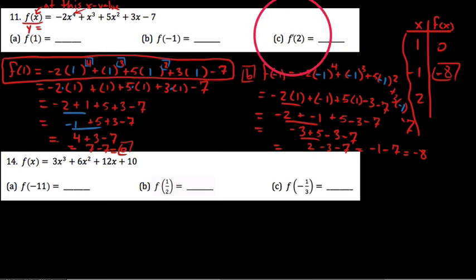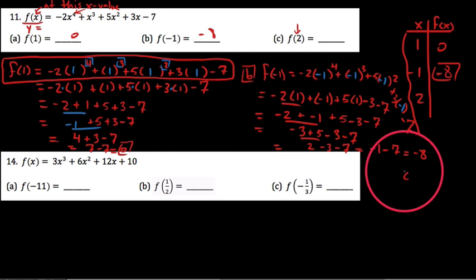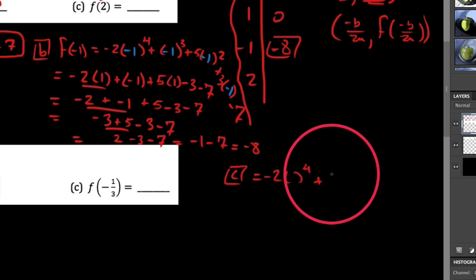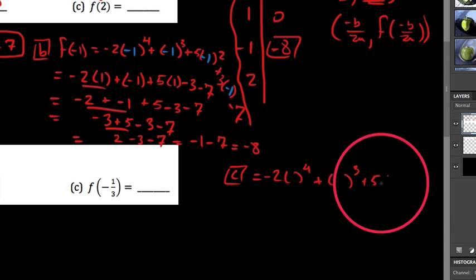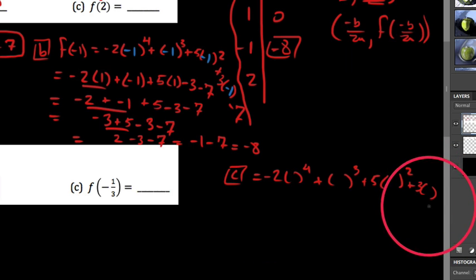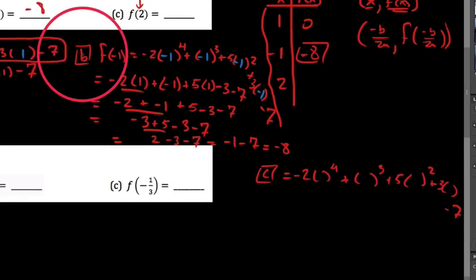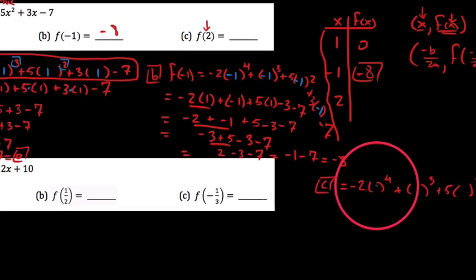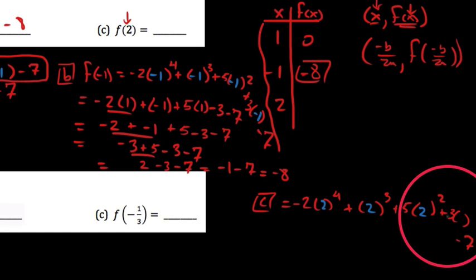Now, let me write these in. 0, negative 8. Let's find our y value when x equals 2. Again, I actually want to see negative 2 times blank to the 4th plus blank to the 3rd plus 5 blank to the 2nd plus 3 times x minus 7 here. I want to see you take out all the x's and put in blanks, and then I want to see you place all the 2's in here first. Once you get to this part, though, we can just go grab our calculator.